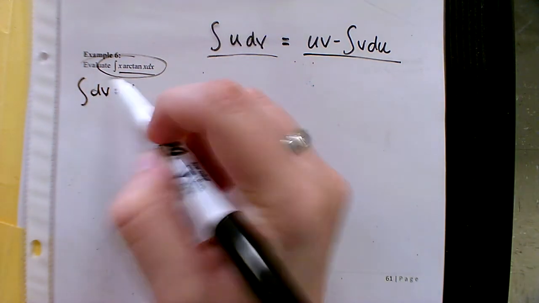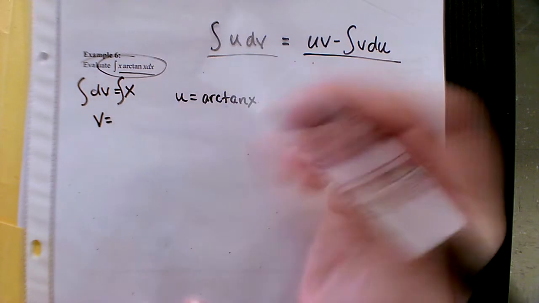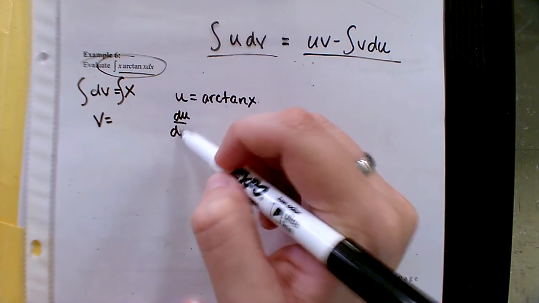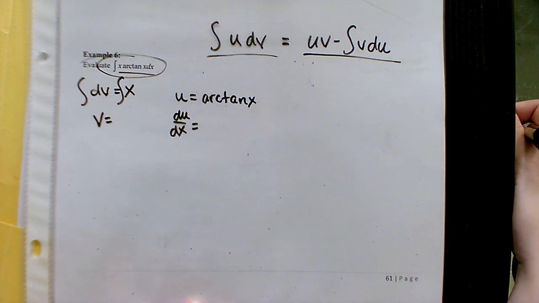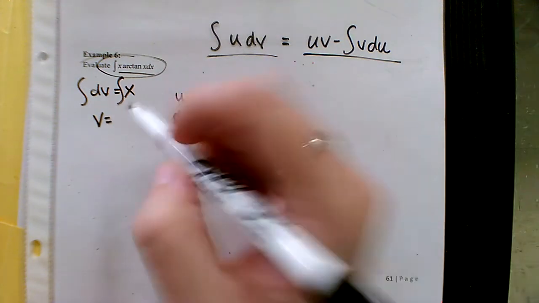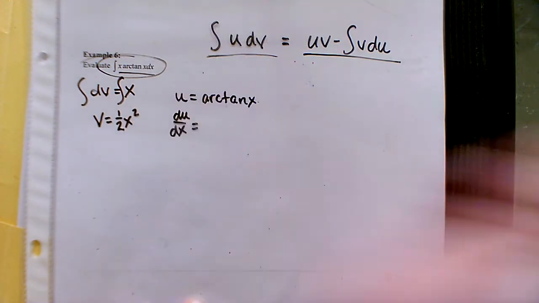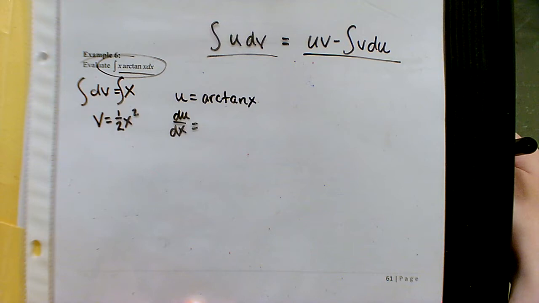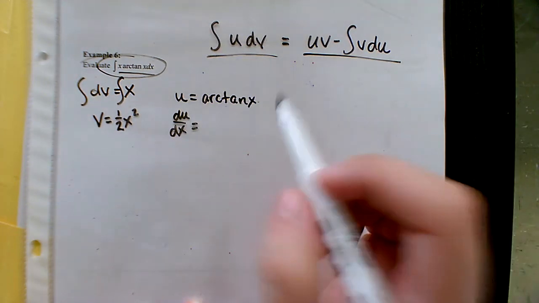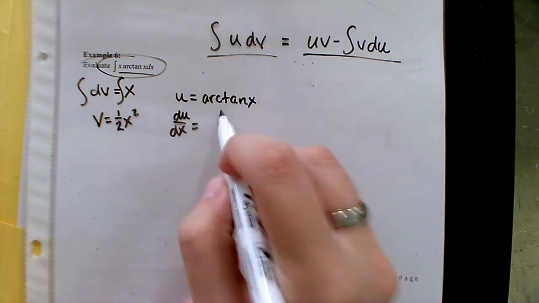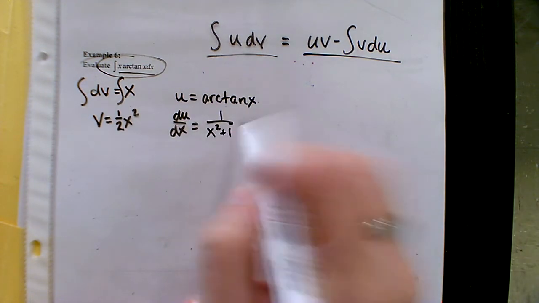We need to work backwards from dv to figure out v, and we have to find the derivative of u to label du. Can we work backwards from x? Antiderivative? Yeah, Caitlin? 1/2 x squared, all right. And then what's the derivative of arctangent? We saw this one yesterday. Derivative of arctangent: 1 over x squared plus 1.